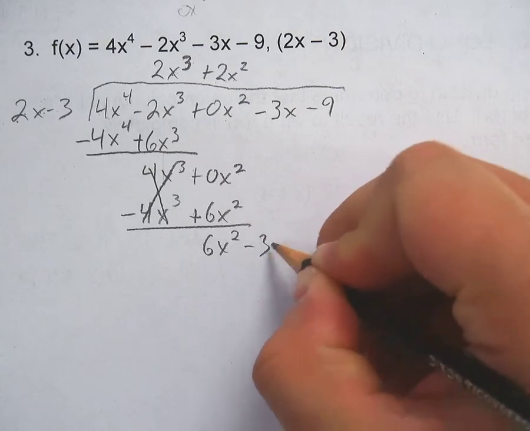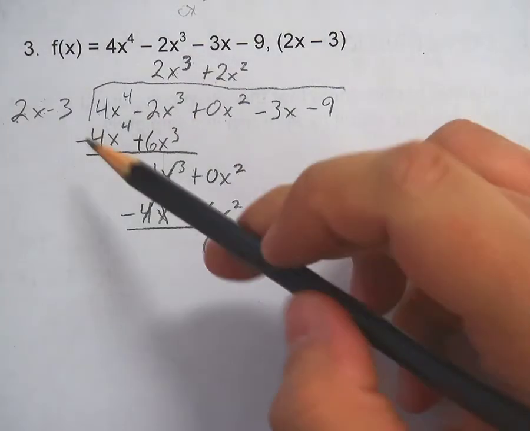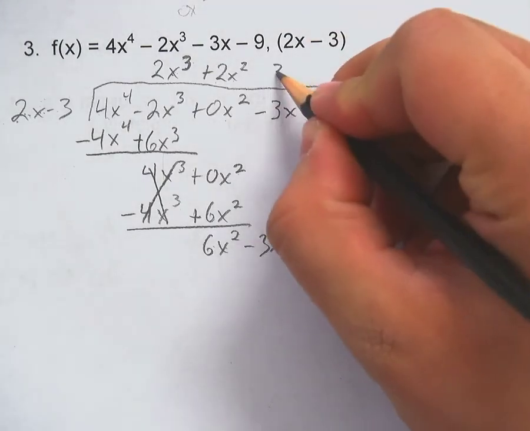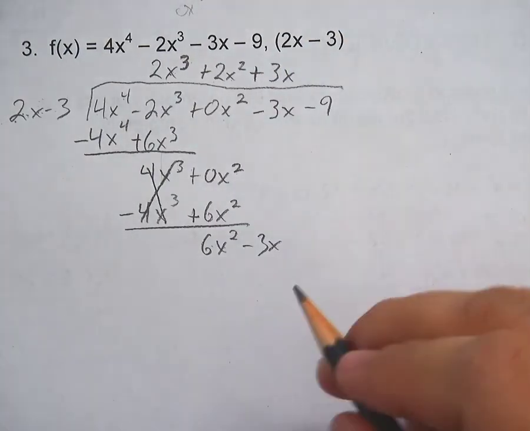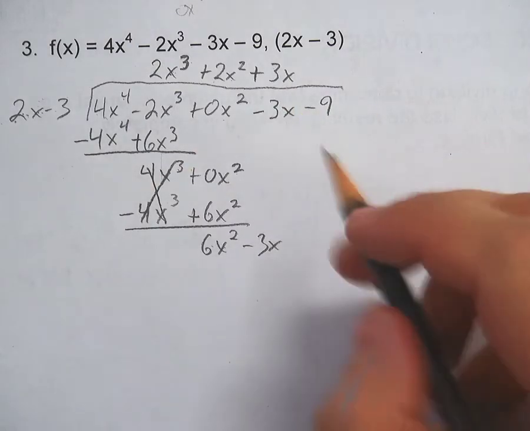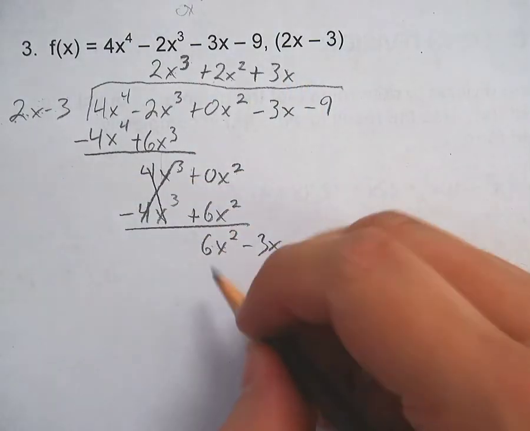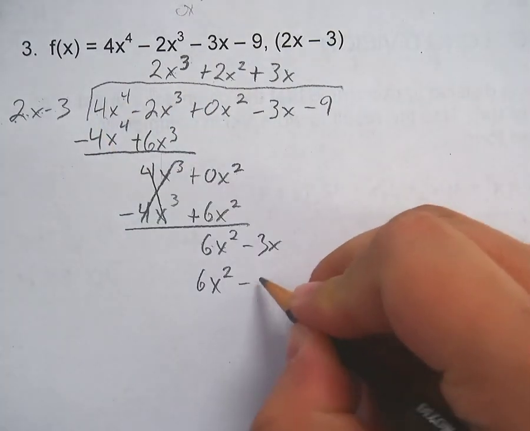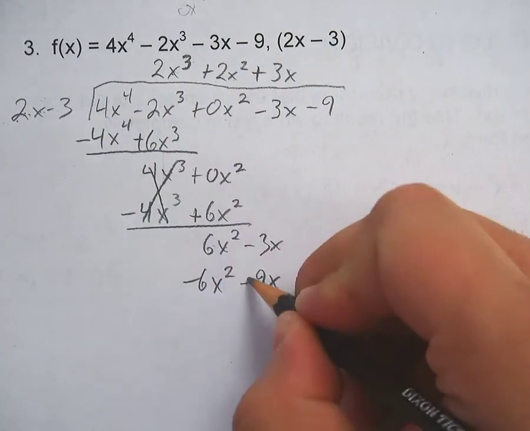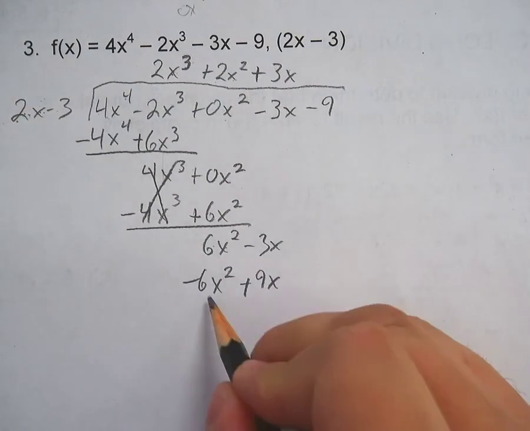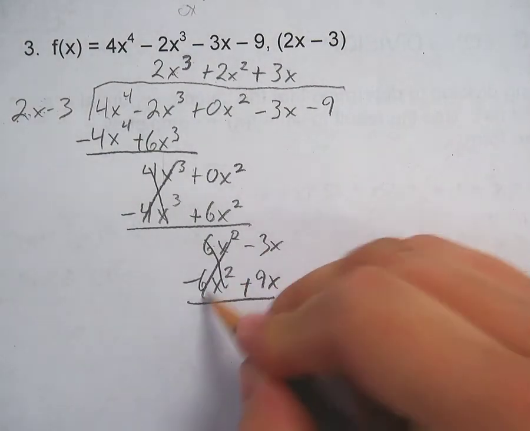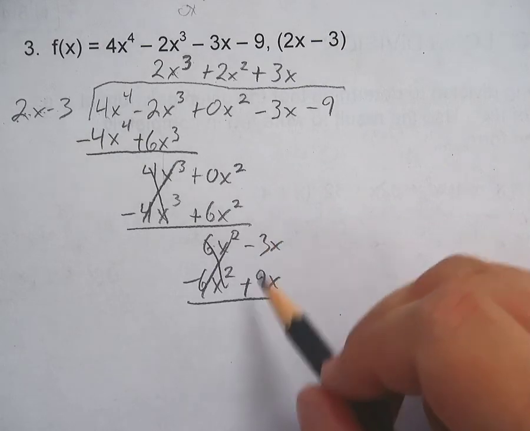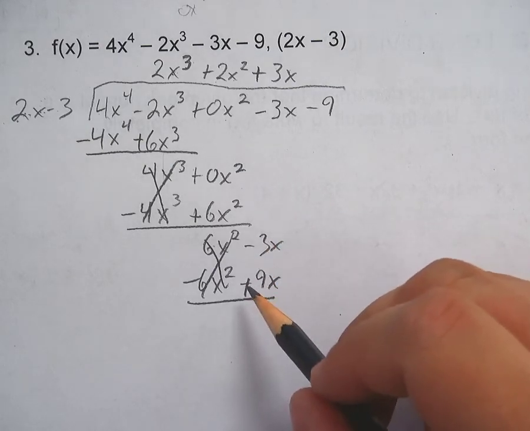6x squared minus 3x. 2x goes into 6x squared. I'm missing a 3 and an x. Positive 3x, so plus 3x. 3x times 2x, 6x squared. 3x times negative 3, negative 9x. Change your signs. Bam! These go away. Fantastic. The biggest mistake people make on these is not changing the signs of the second term.